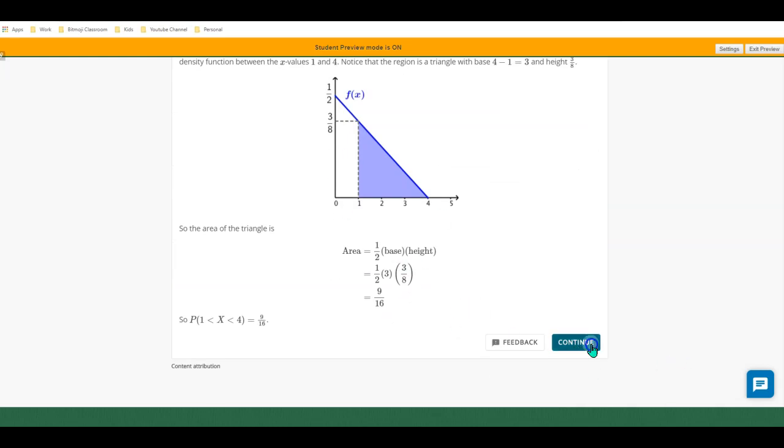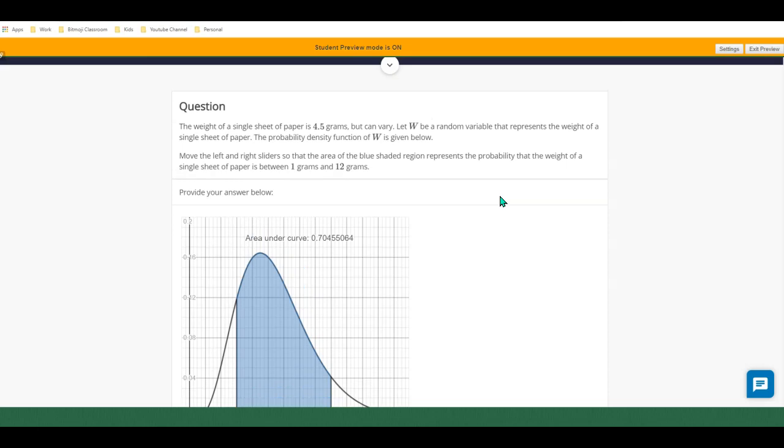That's the explanation. All right, let's go ahead and tackle this question here. The weight of a single sheet of paper is 4.5 grams, but can vary. Let W be a random variable. Remember how I represent a random variable with a capital letter? And the weight of a single paper.